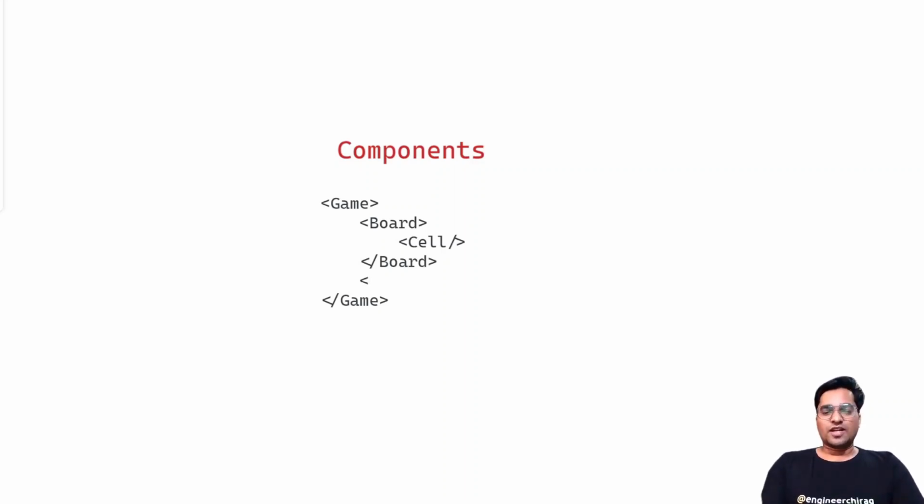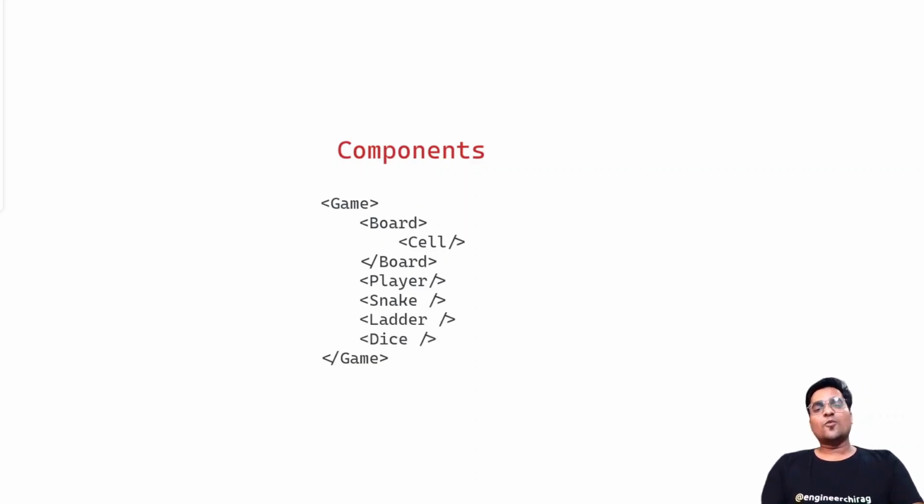We can have a player component which is outside. We can have other components like we talked about. We have a snake component, we have a ladder component, we have a dice component, right? There are so many things. Now life becomes very easy, right?